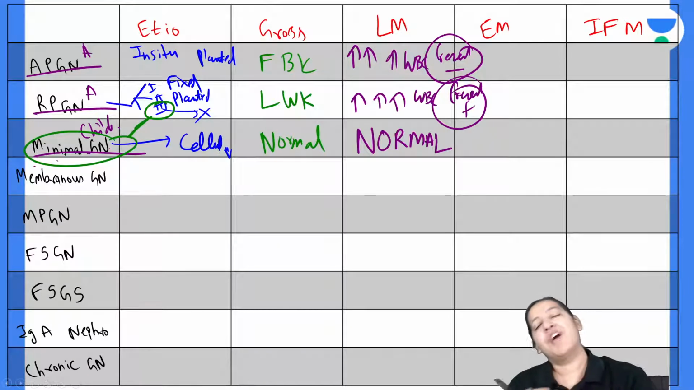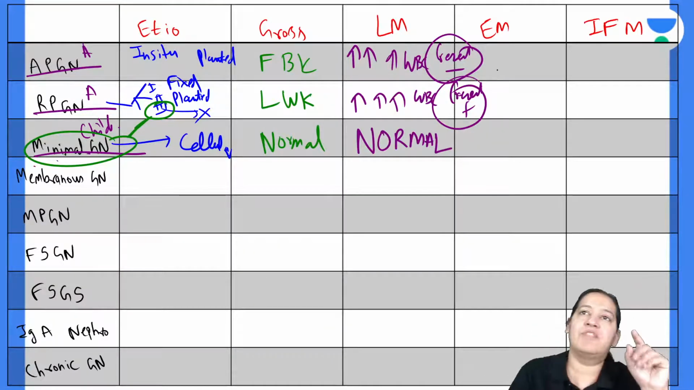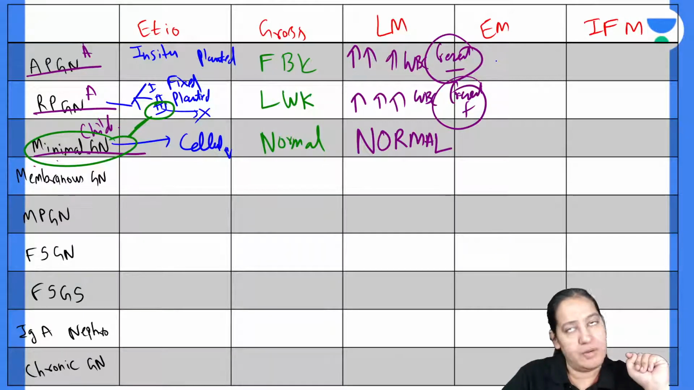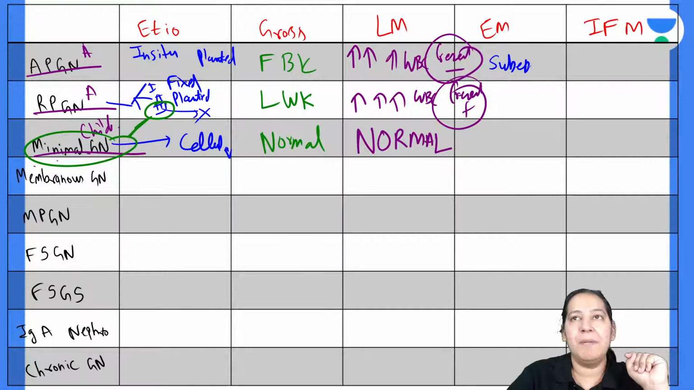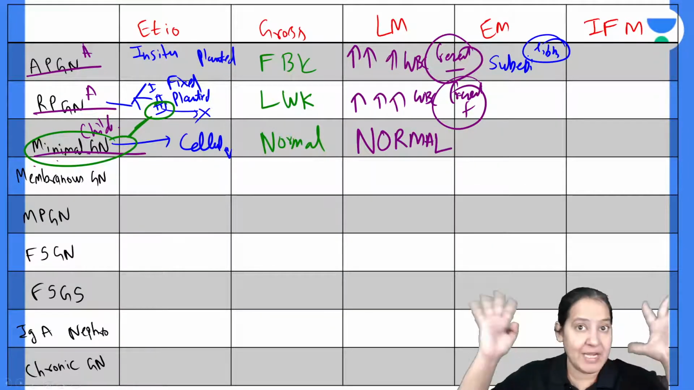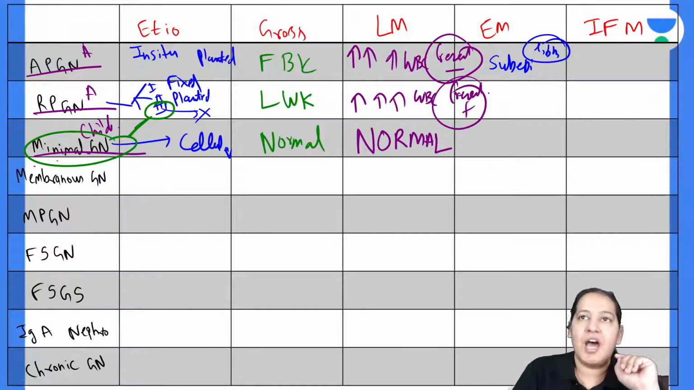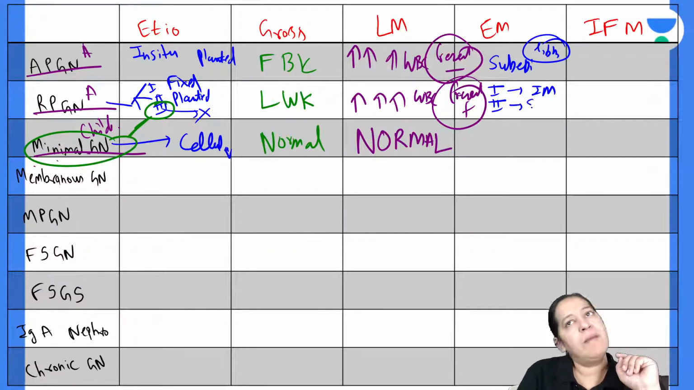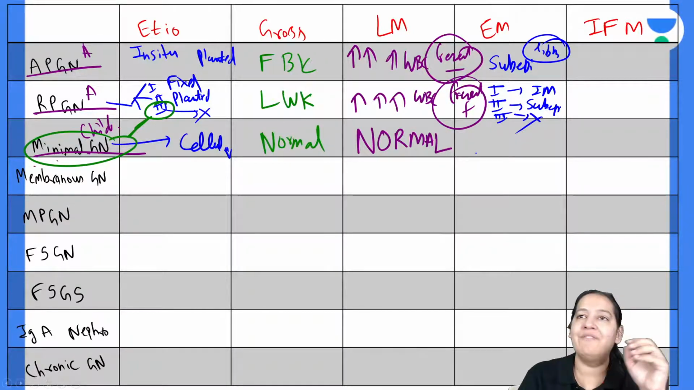Have you got it? Coming on electron microscopy of all of them. Electron microscopy of APGN, you will find the deposits. What is the location of deposit? Here it is subepithelial. Subepithelial, lumpy, bumpy deposits. Big deposits. In RPGN, if you say type 1, it will be intramembranous deposit. If you say type 2, it will be again subepithelial deposit. If you say type 3, there are no deposits. So we are done with type 1, 2, 3.